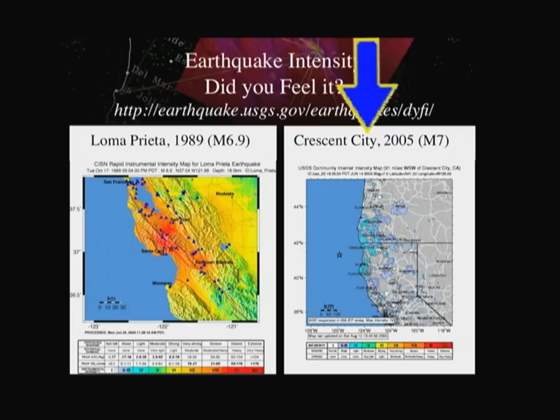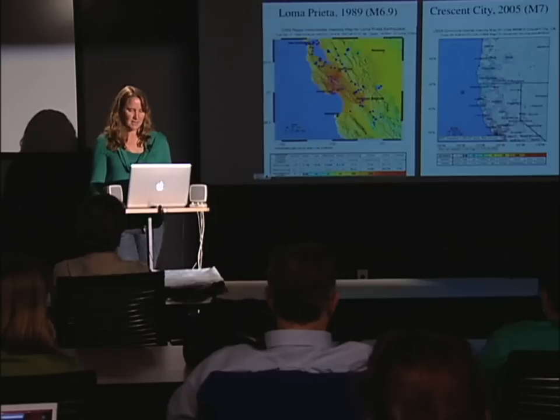You can compare that to Crescent City in 2005, a magnitude 7. And there's hardly any reds at all. That's almost all blues and greens. And the reason is because hardly anyone lives up here, whereas this region is highly populated. So as a seismologist, do I want intensity measurements or magnitude measurements? I'd much rather have magnitude measurements. But it is kind of fun to go in here and see how much people exaggerate.